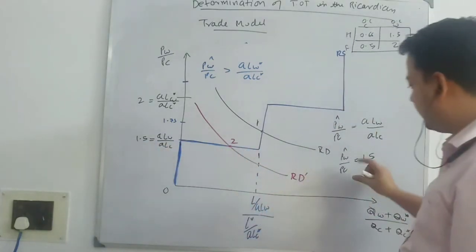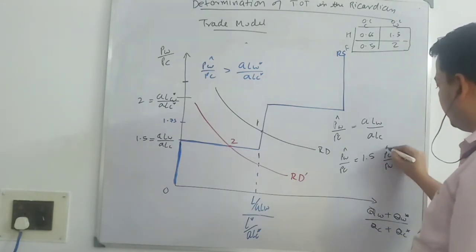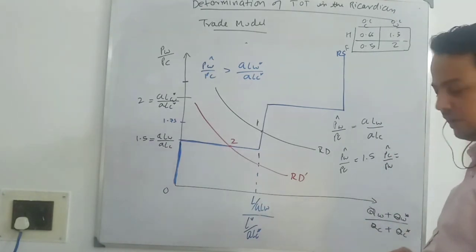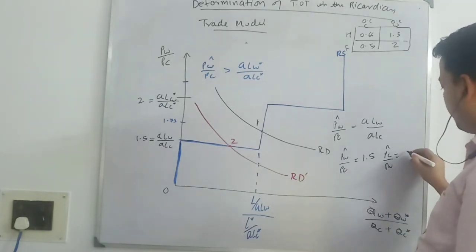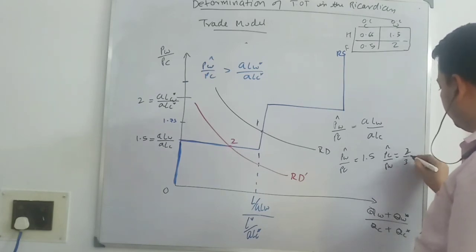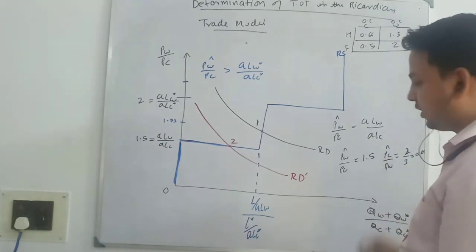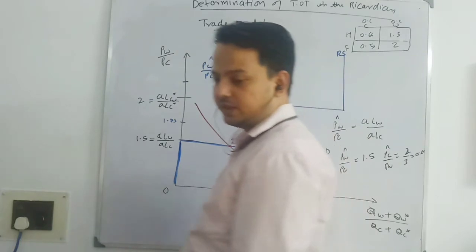Okay? Take the reciprocal of that one. What you will get? PC by PW hat. This will be 1 over 1.5. So this will be 2/3, about 0.66. Okay? So terms of trade is 0.66.